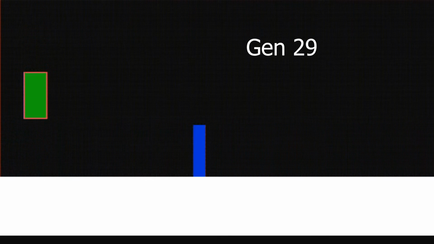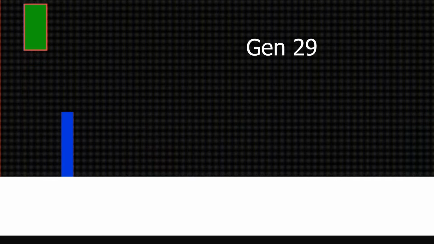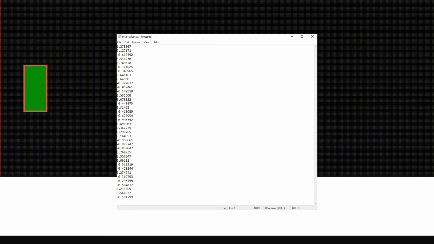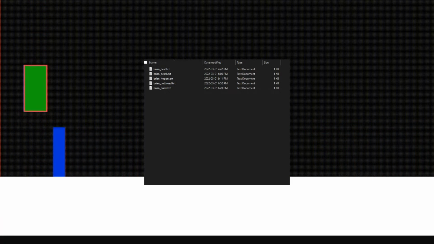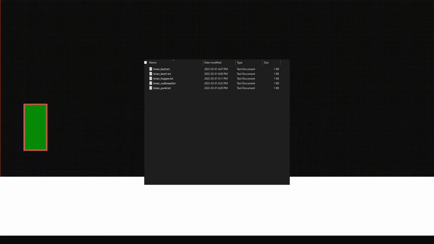After getting to generation 29, the bot was able to keep on going through the game without dying. The weights of its network look like this. I've saved a few of the best weights I've gotten so far. These include Best, Best 1, Hopper, Outbreed, and Punk. Hopper just hops the entire time. Punk is a punk who keeps no clipping for some reason. Outbreed doesn't really work, Best doesn't always work, and Best 1 is perfect.